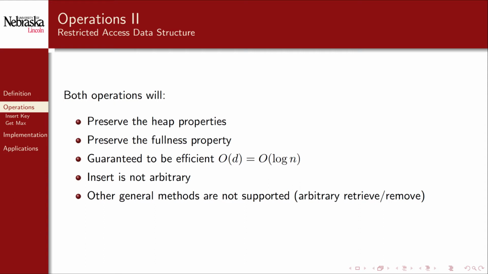As alluded to before, insertion is not going to be arbitrary. That is, we cannot simply insert a node anywhere we like because we have to preserve the fullness property. You could design a heap data structure to support other general methods, but they'll not necessarily be efficient. Arbitrary retrieve or remove, for example, would be linear, as you may need to search the entire tree to find the node or place to insert.